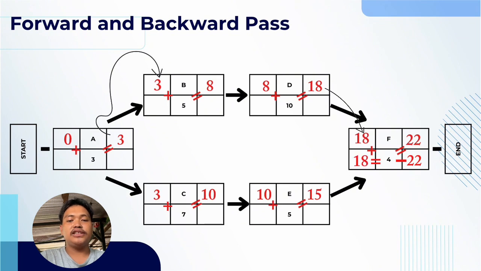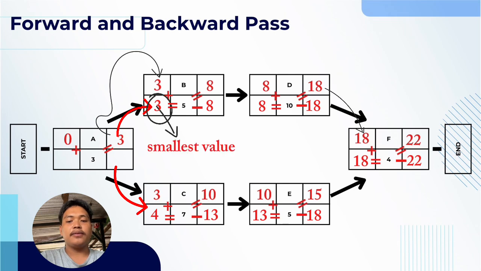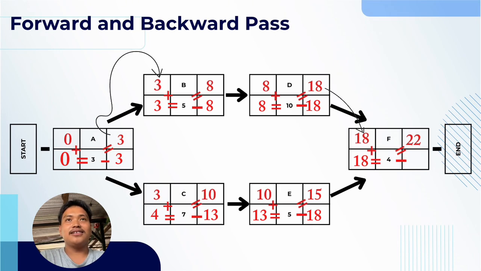Then the same procedure as the forward pass: copy the LS to the previous LF activity. Same procedure, subtract and copy again the LS to LF. And the activity A, notice that it has two values from activity B and C. What we're going to do is copy the smallest value and then subtract. And that's it. And there you have it.